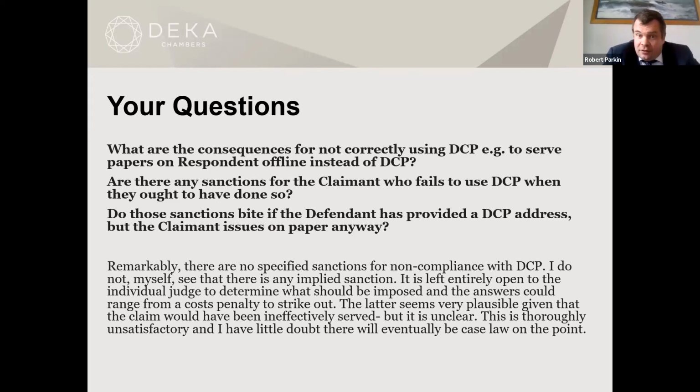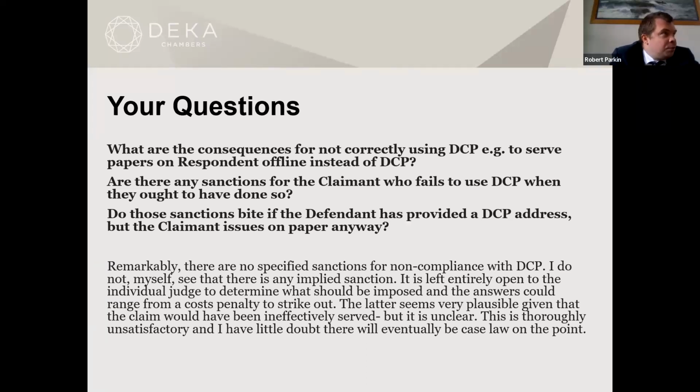The first set of questions that people have sent in were the most obvious, and the gist is, what happens if the claimant doesn't use DCP and should have done? And remarkably, the answer is, I don't know. There is no specified sanction for non-compliance with DCP. It's a mandatory provision, but what sanctions are imposed for breach is left to the individual judge. It's also left to the individual judge to determine even if there is an implied sanction.